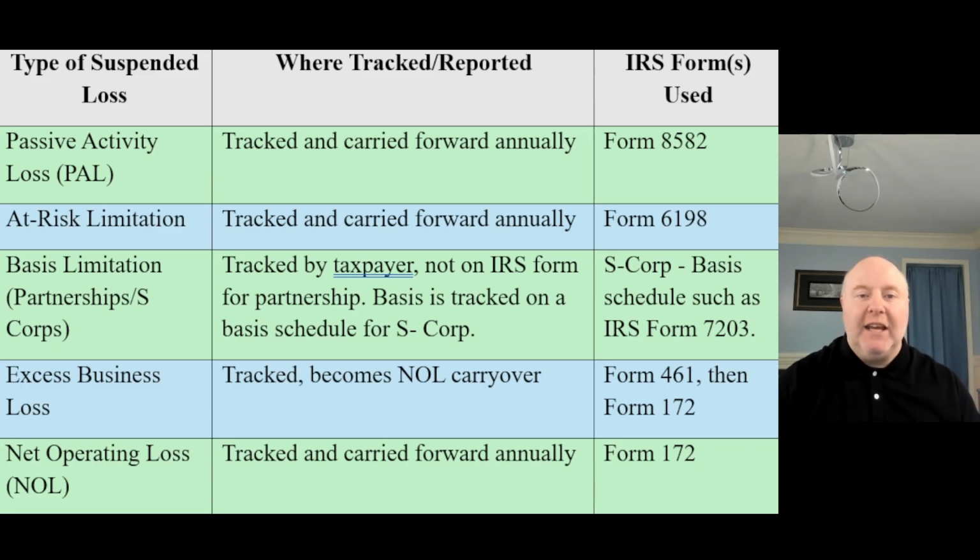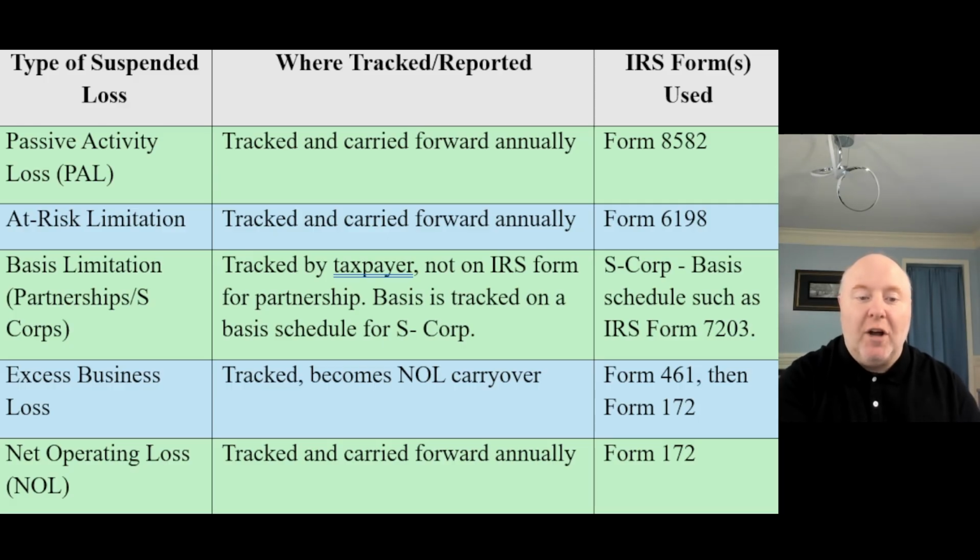We have our basis limitations. Now the basis limitations is interesting because this usually applies to partnerships or to S corporations. If you're dealing with a partnership, then what usually happens is that's more tracked internally. It's not going to be tracked with the IRS. It's not a filing thing. But if we're dealing with the S corporation, then we have a basis schedule, and we file that basis schedule. The basis schedule doesn't have to be Form 7203. A lot of software now handles those things, but you would file something like the 7203 with the return, so that is also going to be tracked.